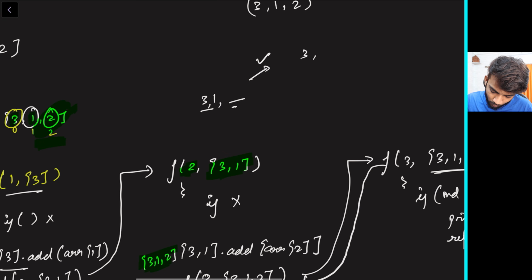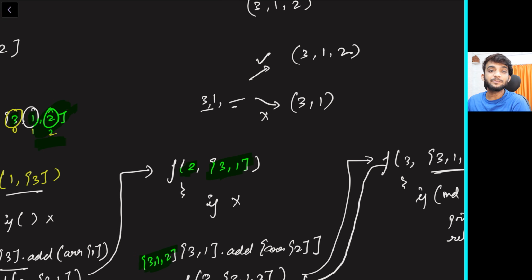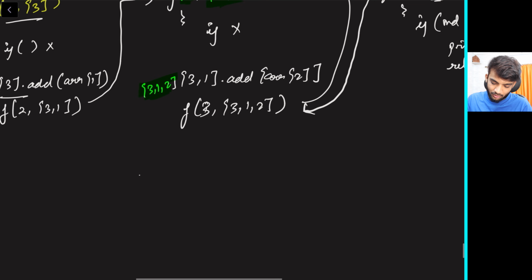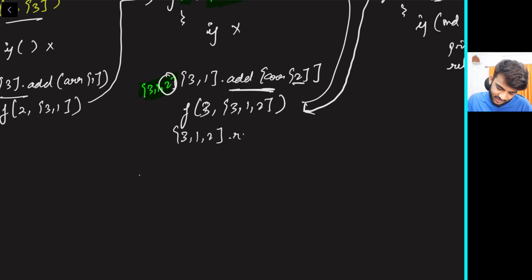So you got 3 1 2, and I can say please do not pick it, so I'll get the subsequence 3 1. So in this way you can get both the subsequences. So over here, since 2 has been added, right? 2 has been added, you need to remove it. That's why we say 3 1 2, please remove.